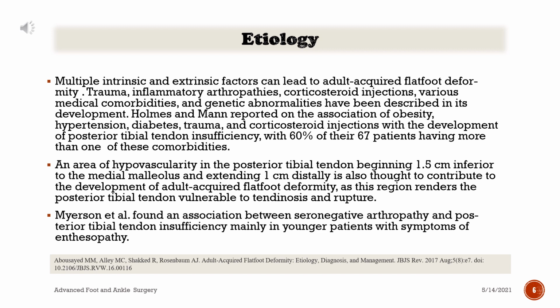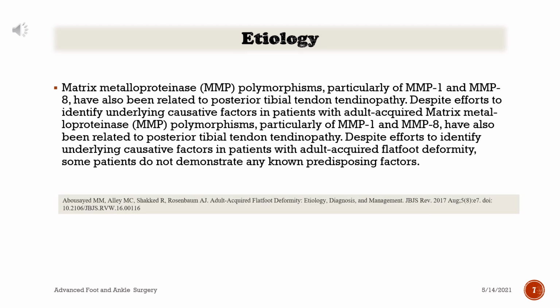An area of hypervascularity in the posterior tibial tendon beginning 1.5 cm inferior to the medial malleolus and extending 1 cm distally is also thought to contribute to the development of adult-acquired flatfoot deformity, as this region renders the posterior tibial tendon vulnerable to tendinosis and rupture. Myers et al. found an association between seronegative arthropathy and posterior tibial tendon insufficiency mainly in younger patients with symptoms of enthesopathy. Matrix metalloproteinase, MMP, polymorphisms, particularly of MMP1 and MMP8, have also been related to posterior tibial tendon tendinopathy.